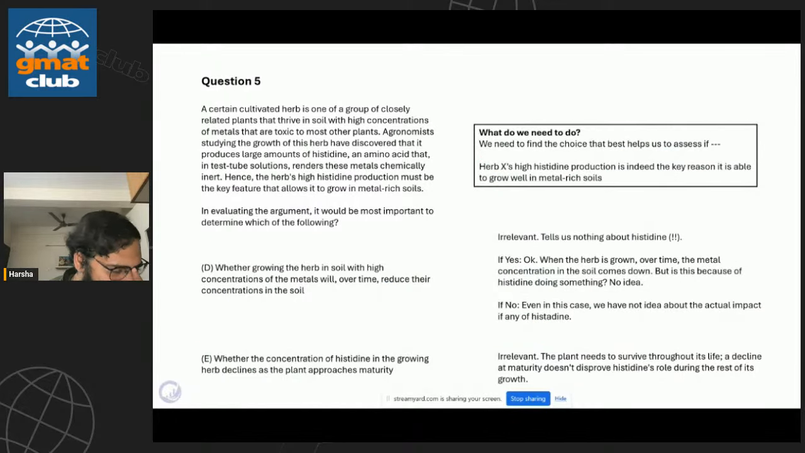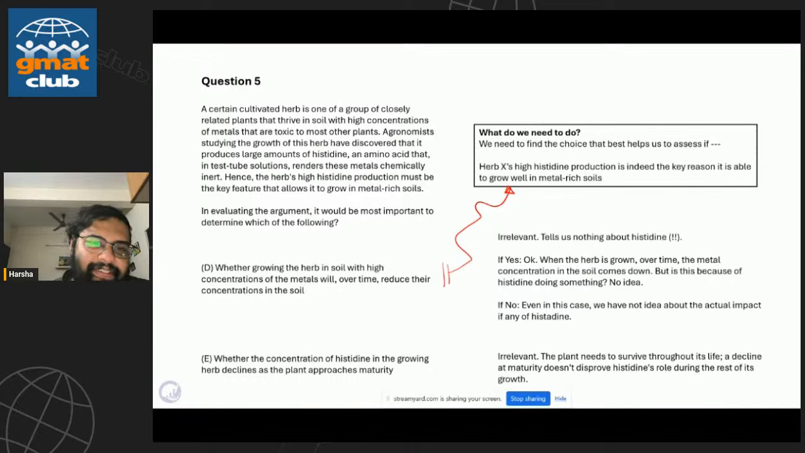Now, this choice was also debated. I do see a couple of you asked about it. So let's talk about choice D. And this is where, again, if you're able to really connect with what you're trying to do, you might be able to see this almost instantly.